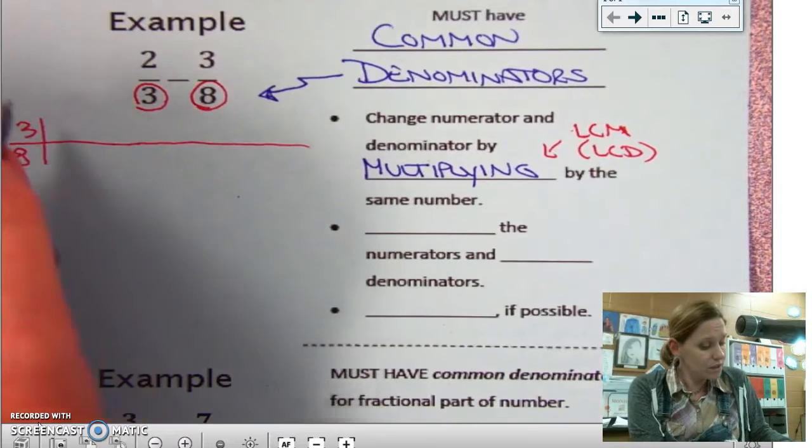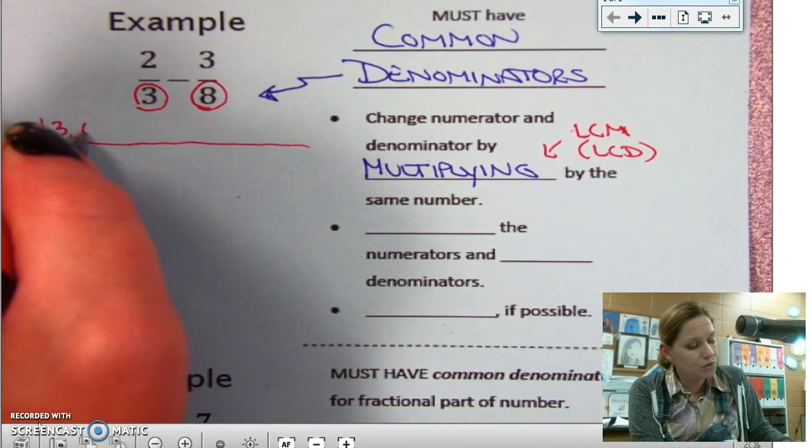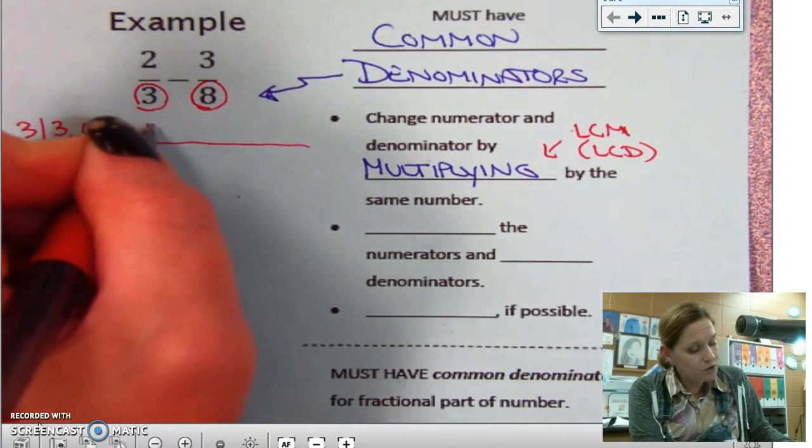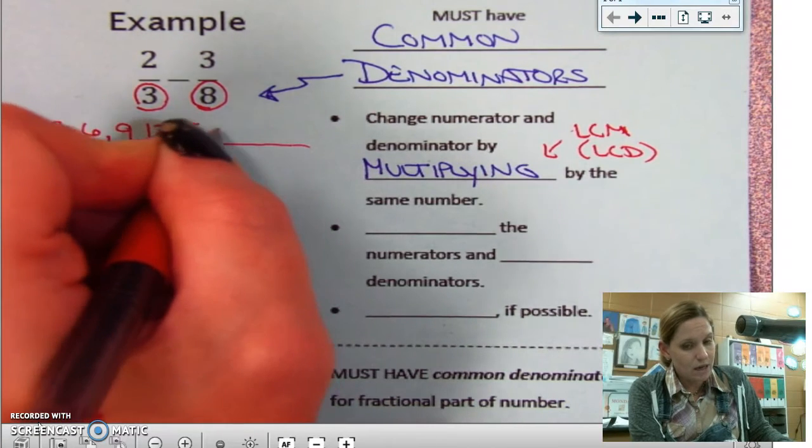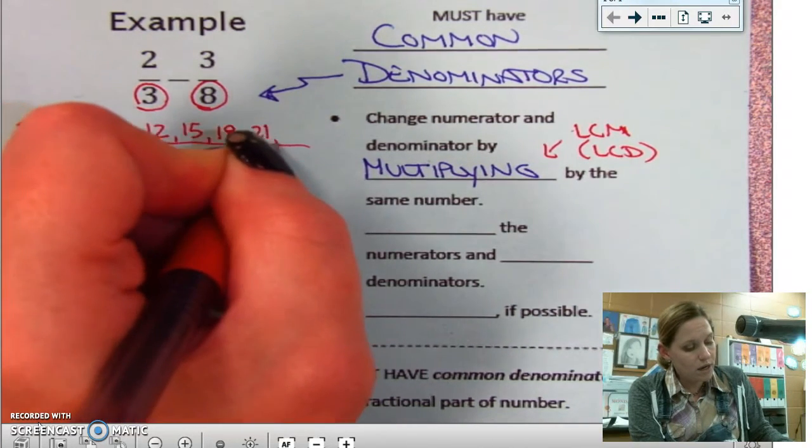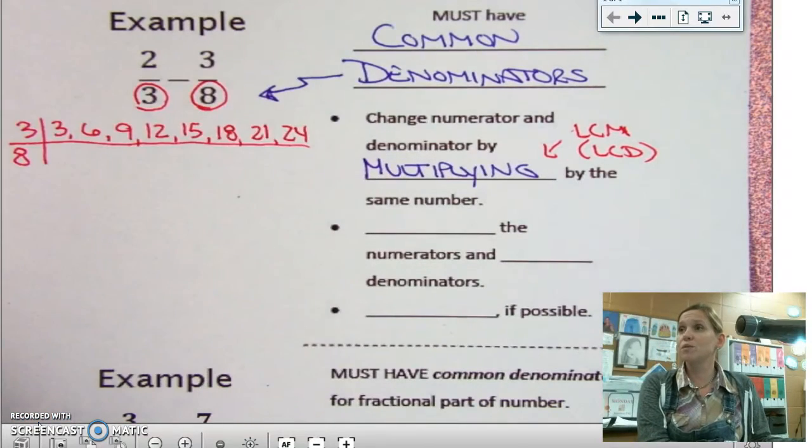So we're going to count by 3s. 3 times 1 is 3. 3 times 2 is 6. 9, 12, 15, 18, 21, and 24. And I'm going to stop there. That's a pretty long list.